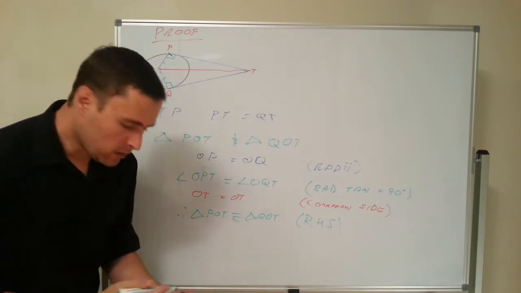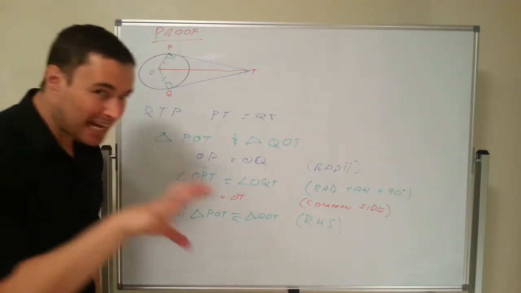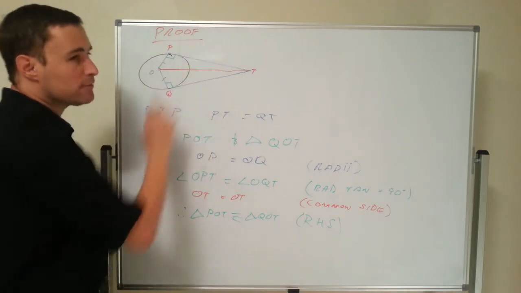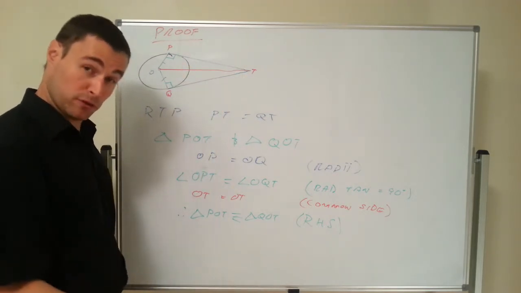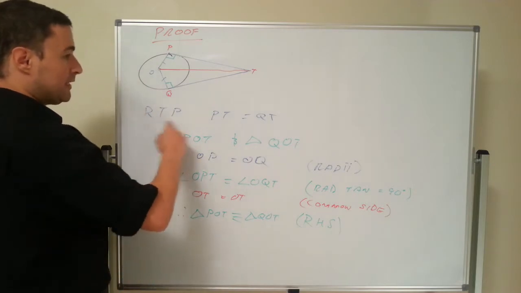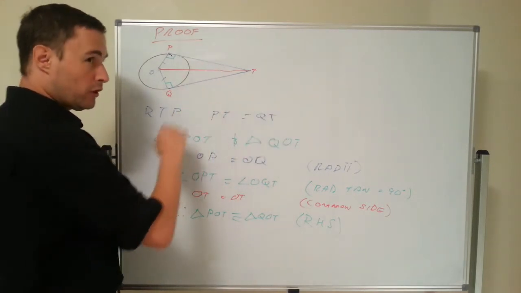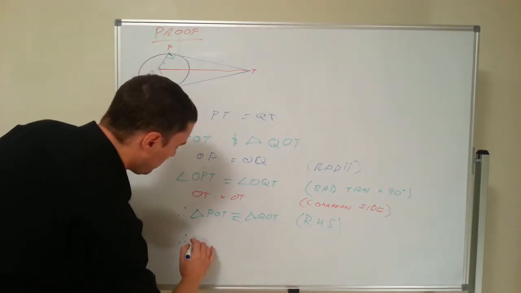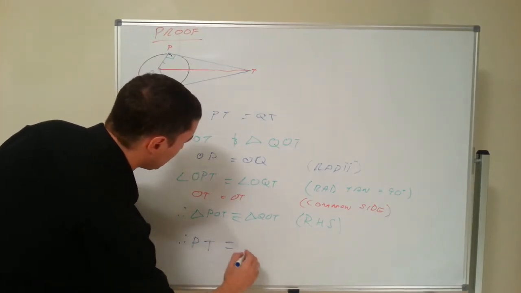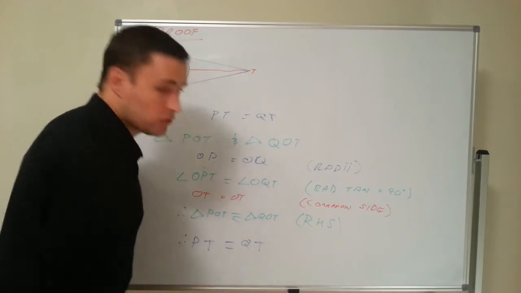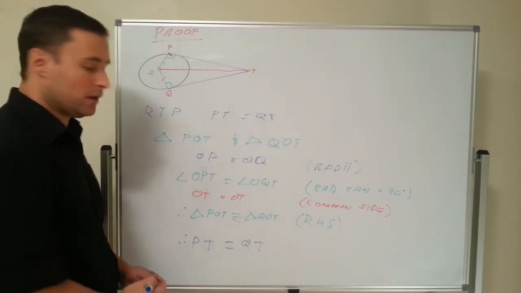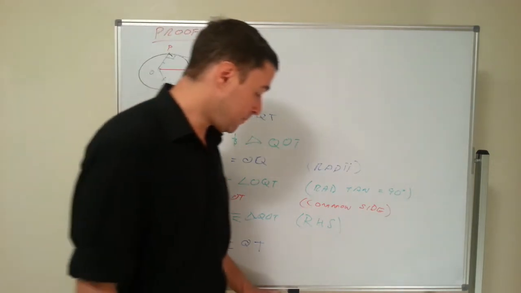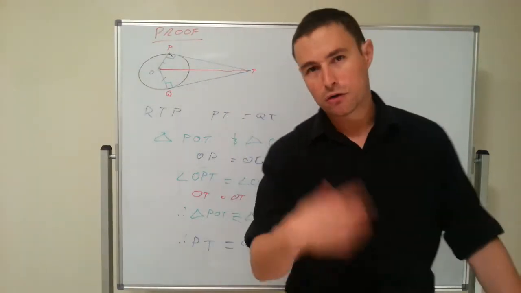Now, because they are congruent, because they are exactly the same, that means that the third side must be exactly the same. That's what you're proving here. I haven't jumped immediately to the third side. We've shown that the triangles are congruent. So therefore, PT must equal QT, because the triangles are congruent. You with me? This is quite powerful, and this is the main reason why we use congruency.